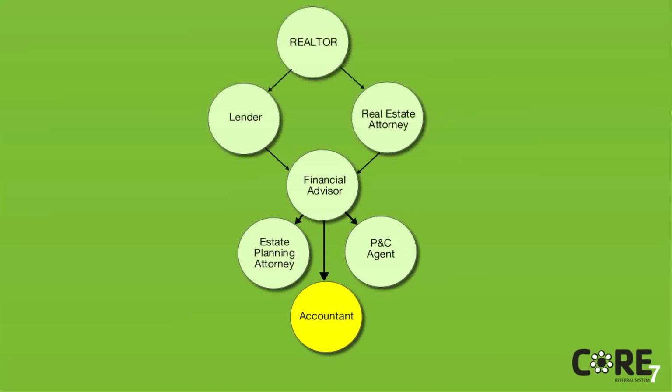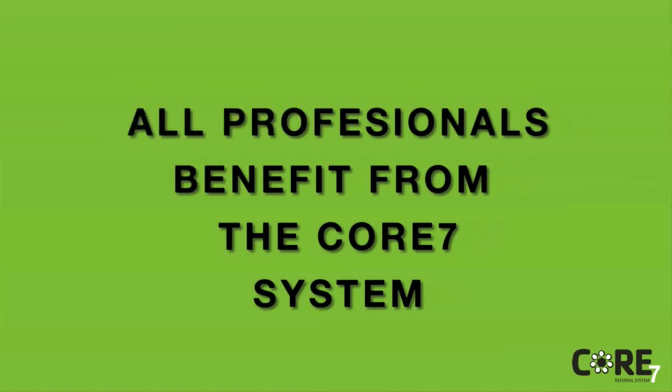It makes perfect sense. Now that the client has the Core 7 team in place, talk about the benefits to the realtor. That's a great question, Justin. Now, the way the realtor benefits the most is because the financial advisor, the accountant, the P&C agent, and the estate planning attorney are benefiting from every purchase. If the mortgage originator and the real estate attorney are doing their job cross-selling, everyone benefits.